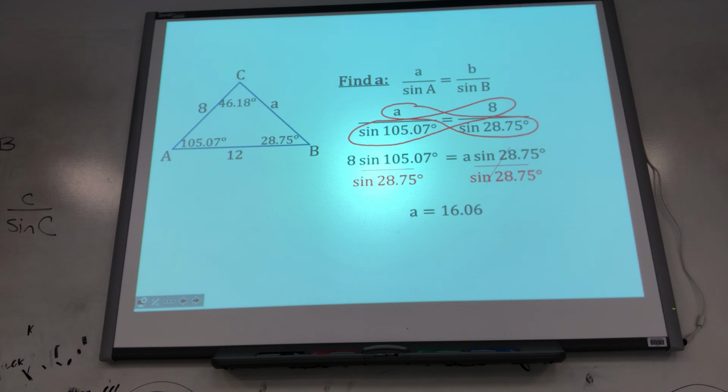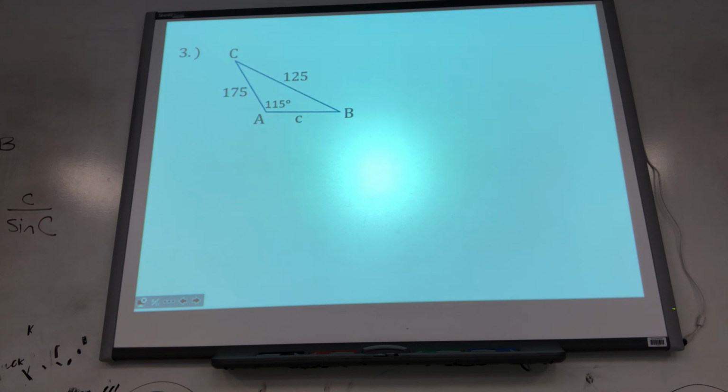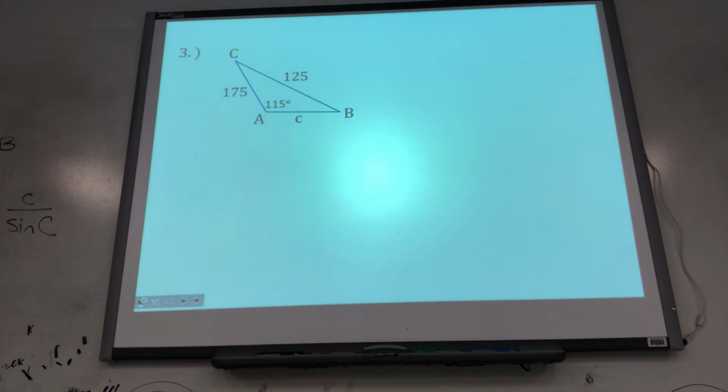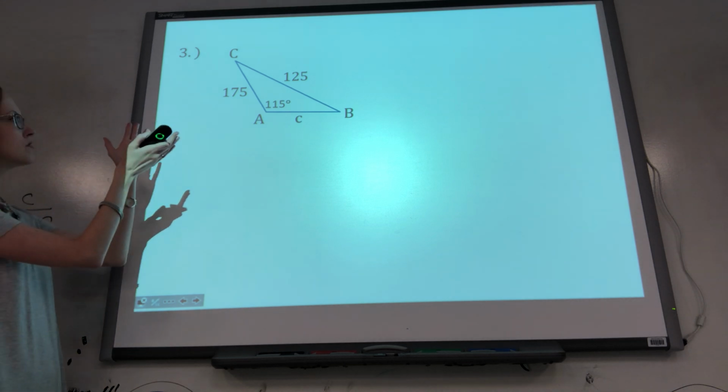Alrighty, any questions about example 2? Each one's a little different, like I said, so you really have to pay attention to what they are giving you. Now this is the last example, and it should be pretty quick actually. Number 3, it's not just a list of information, it's more of a diagram.